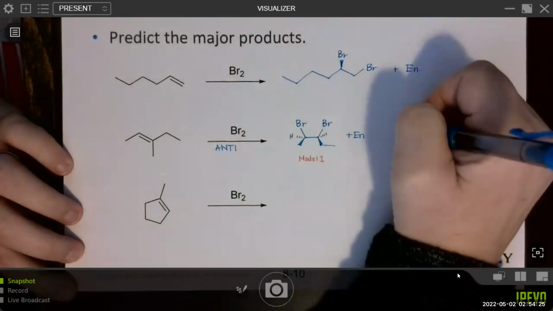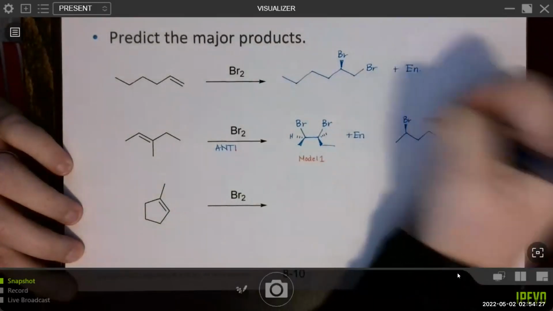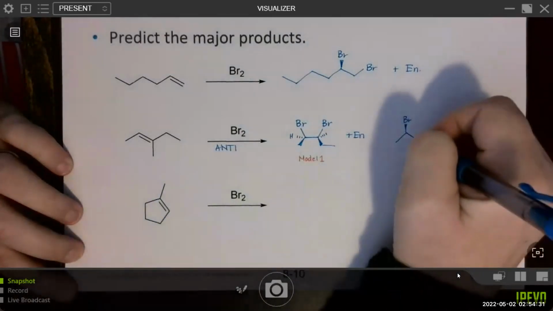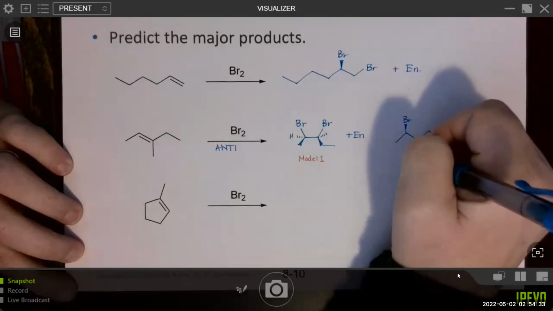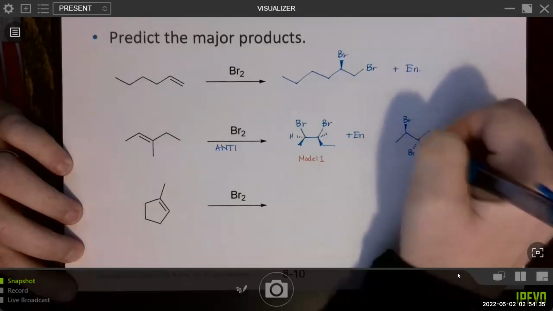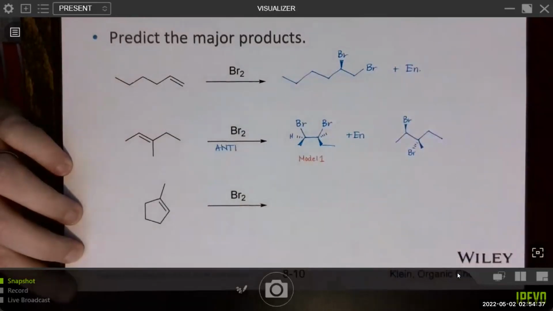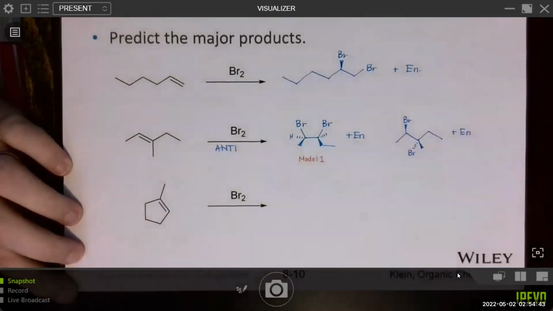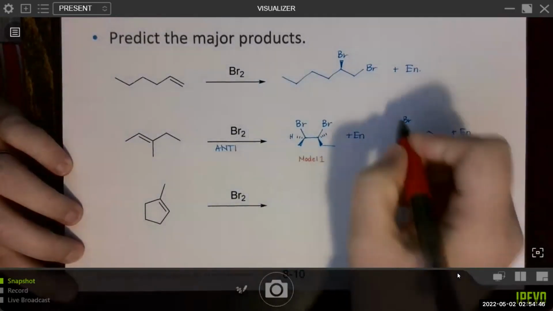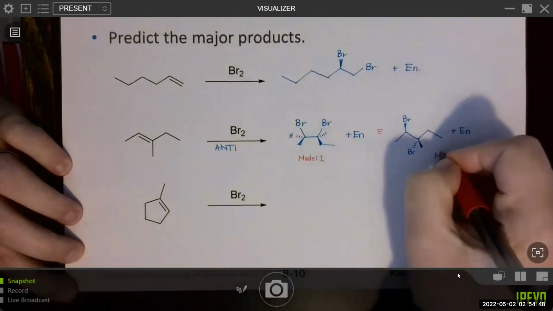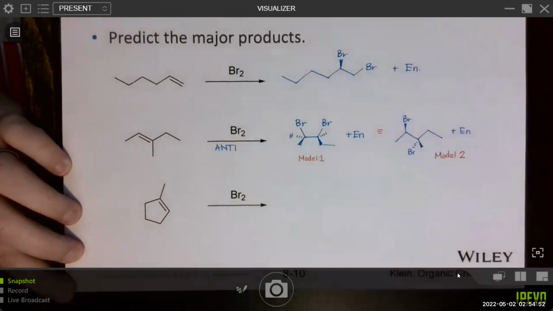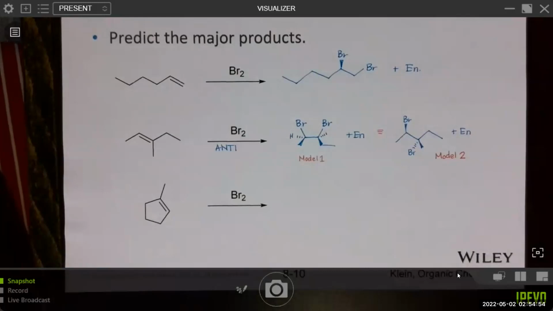Let's say we put this one on a wedge. That would mean that the bromine over here would go on a dash, which would shift the methyl here forward. So we place it on a wedge. So this is how we would draw the same product. These are equivalent, just drawn a different way. And if you're following along in your activity, this would be how I would do it using model 2.